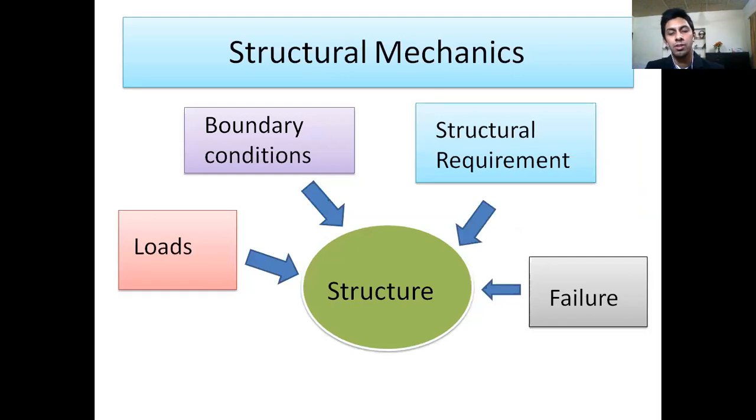Structure mechanics. For a wind turbine, we have to consider the structure mechanics. We have to consider the loads, the boundary conditions, the structure requirements and failure. Suppose, as an example, a tennis racket. What are the loads? The loads come from the ball hitting the strings of the racket, and the boundary condition comes from the player's grip on the racket. But it can fail. In this case, it failed because the player hit the racket against the ground.